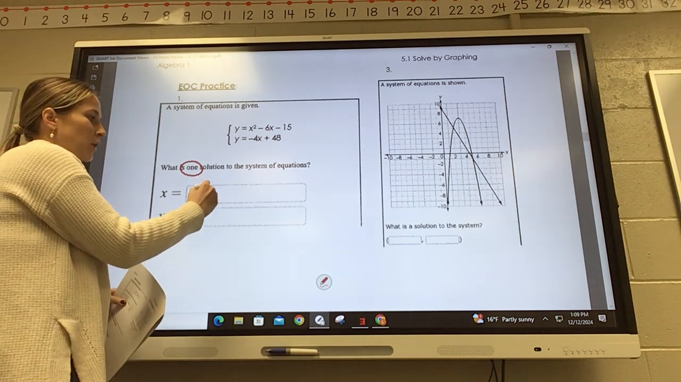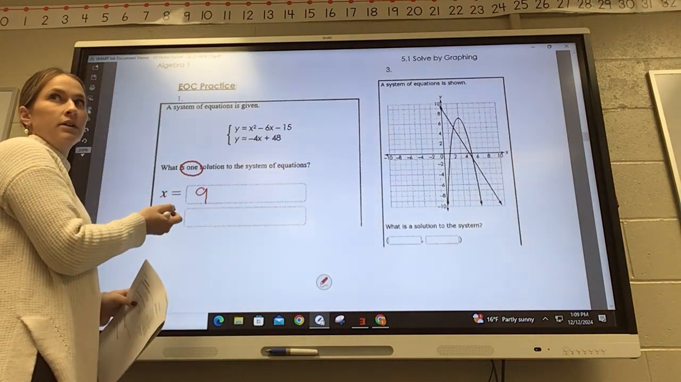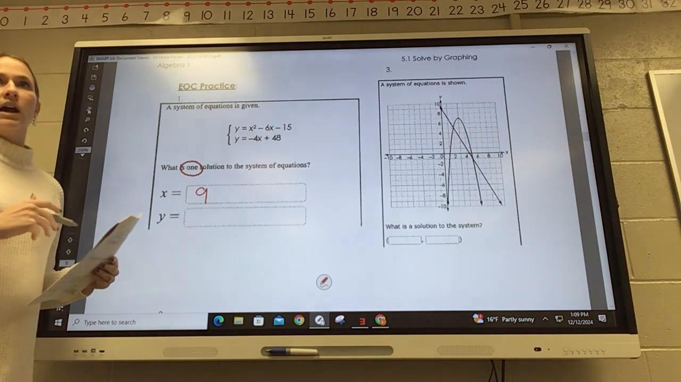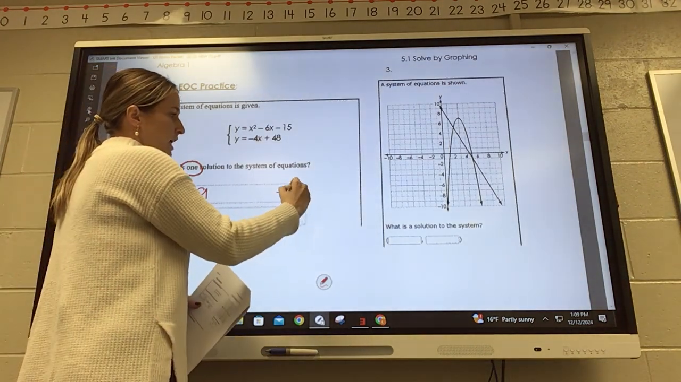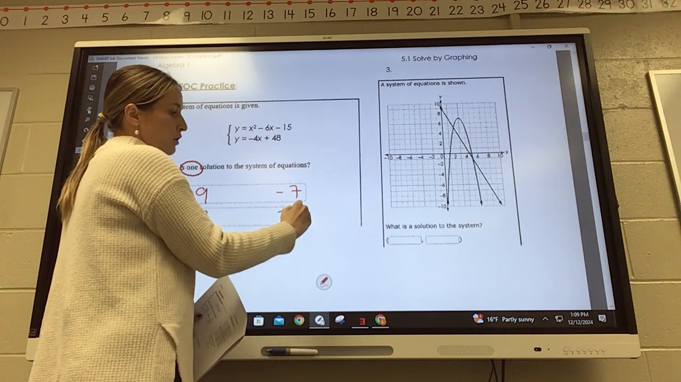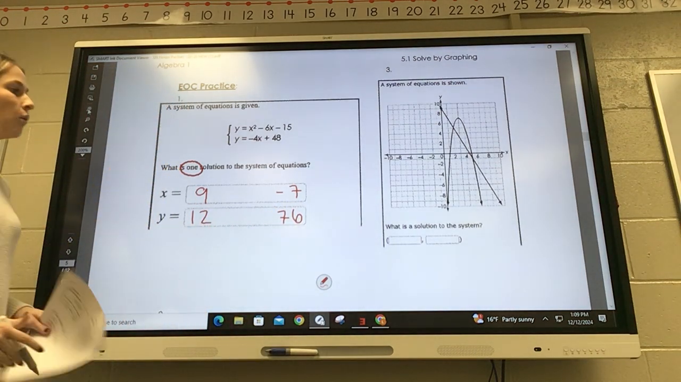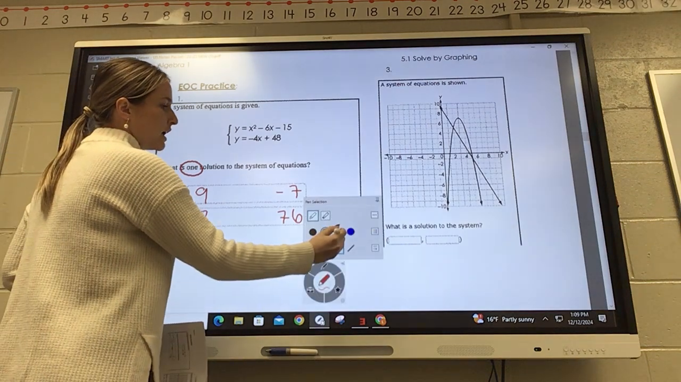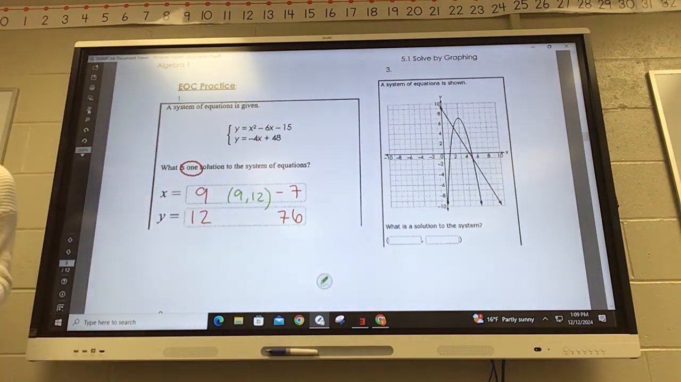9. Or if you picked the other point, did anybody pick the other point? You all picked the 9, okay? What's your Y value for the 9? 12. So you had to type it in like this. The other answer was -7 and 76, so you probably had to zoom out a lot to see that one. But 9, 12 is great. What I can't have is I can't have you putting 9, 12 as an ordered pair into that box, okay?